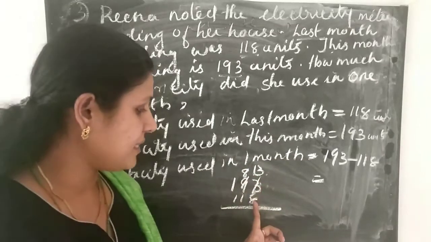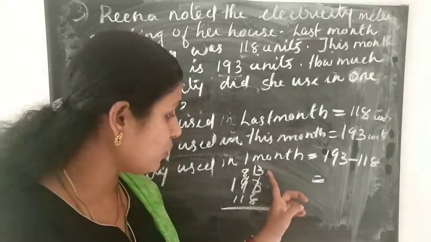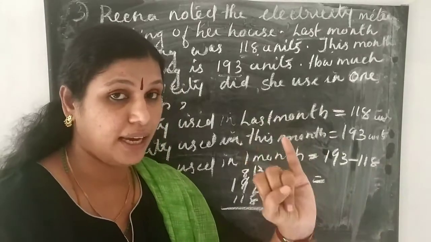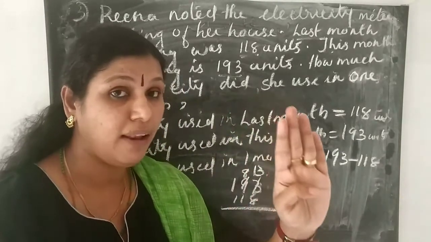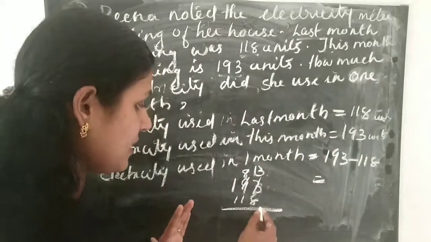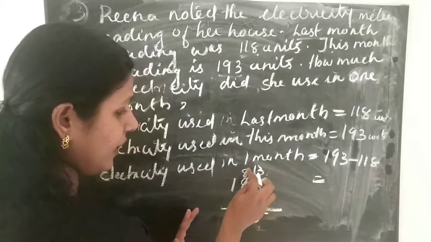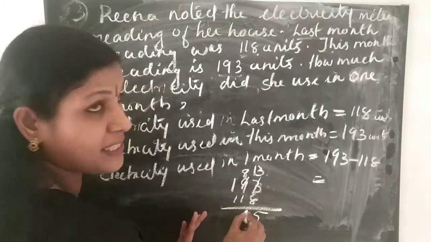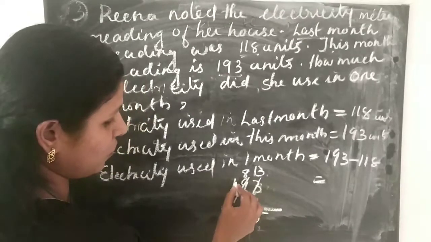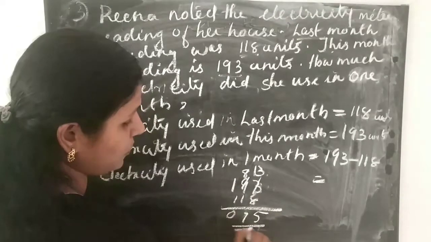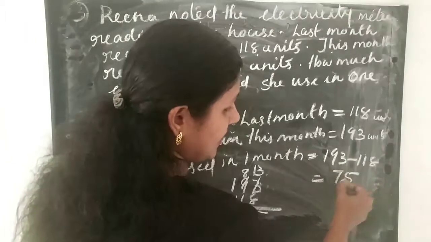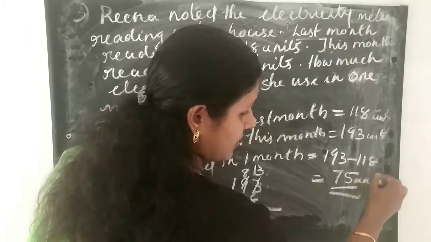Now 13 minus 8. After 8, count up to 13: 9, 10, 11, 12, 13. So we get 5. Then 8 minus 1 is 7. Then 1 minus 1 is 0. So we get the answer as 75 units.